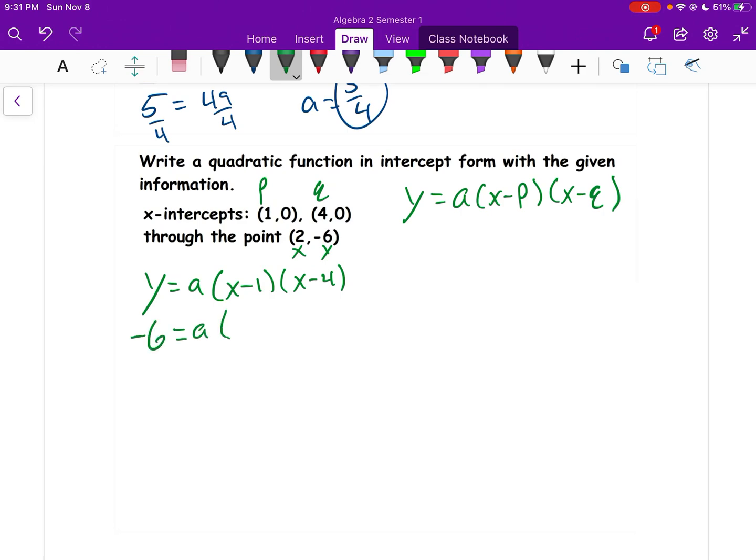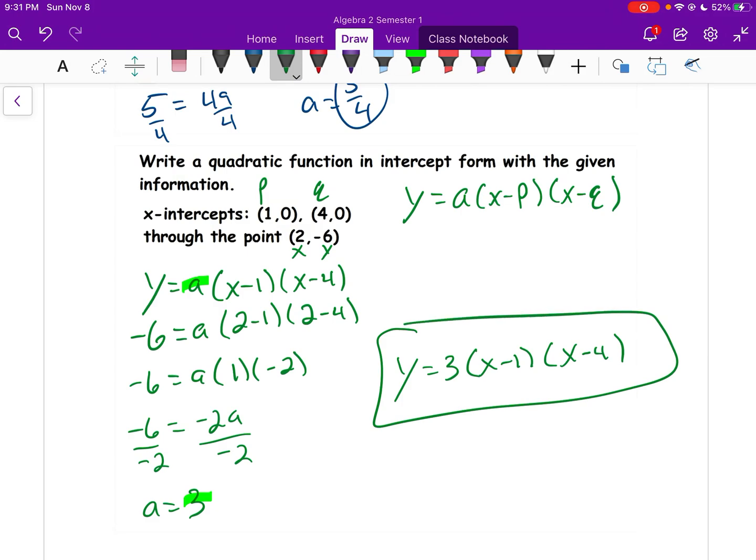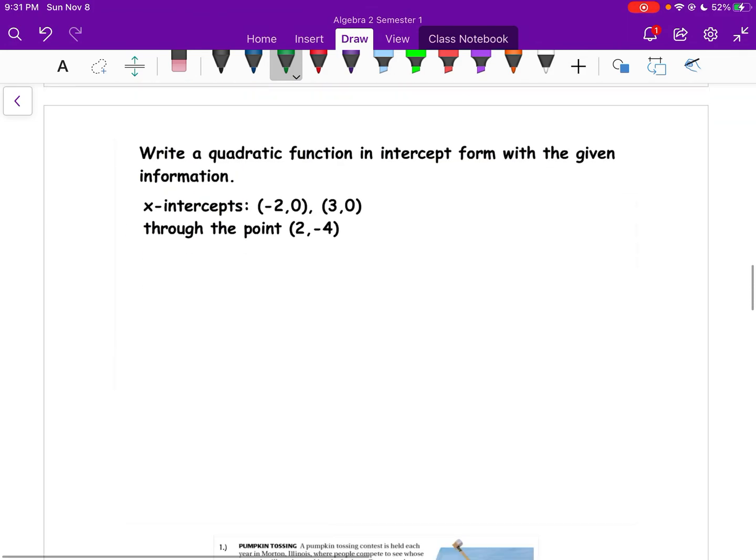So negative 6 is equal to a times 2 minus 1 times 2 minus 4. So negative 6 is equal to a times 1 times negative 2. So negative 6 is equal to negative 2a. When I multiply that out, divide by that negative 2, we get a is equal to 3. And again, taking that last step, plugging that a value in. So here we're going to get y is equal to 3 times x minus 1 times x minus 4. There is our quadratic in intercept form.